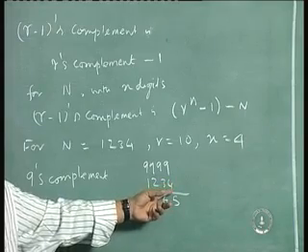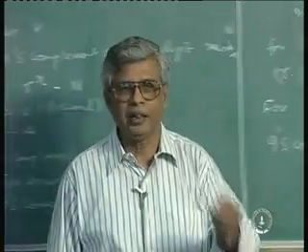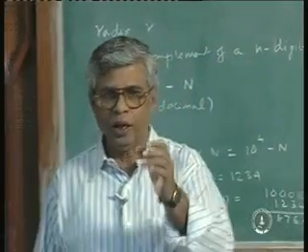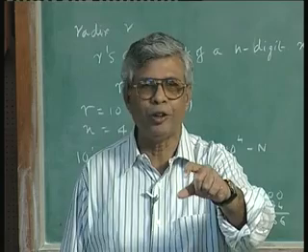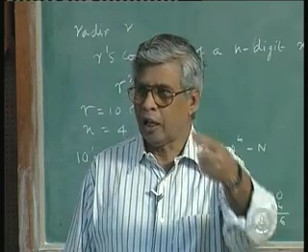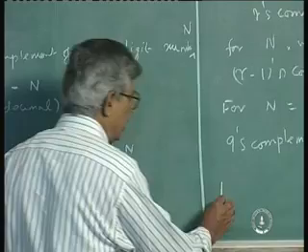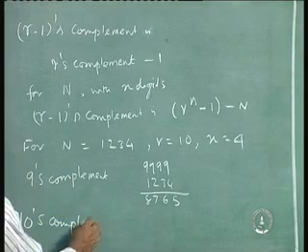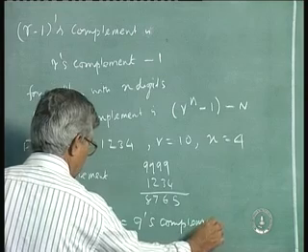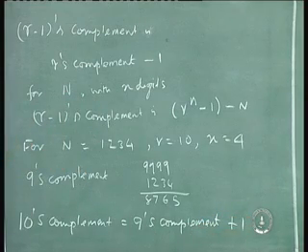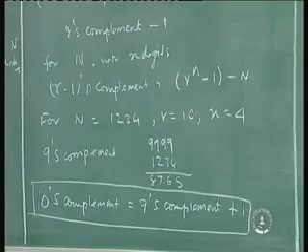Each digit, because the maximum digit I can have here is a 9. The maximum value of any of these digits is 9, and this is 9999. I am going to subtract any number, and each of these digits cannot be more than 9. So all I have to do is a simple subtraction digit by digit. So 9's complement is easier to perform than 10's complement, which involves subtraction with borrow. So if you want to calculate 10's complement, I can always find 9's complement and add 1 to it. So 10's complement of any number is 9's complement of that number plus 1.